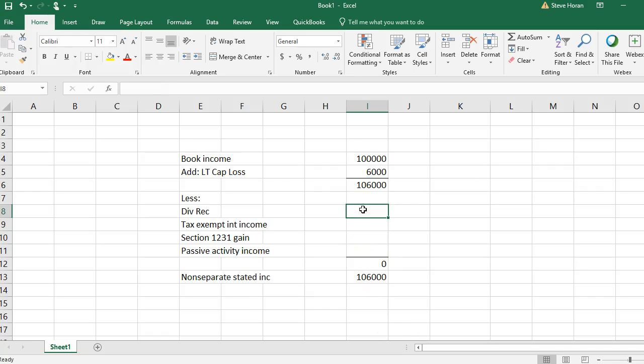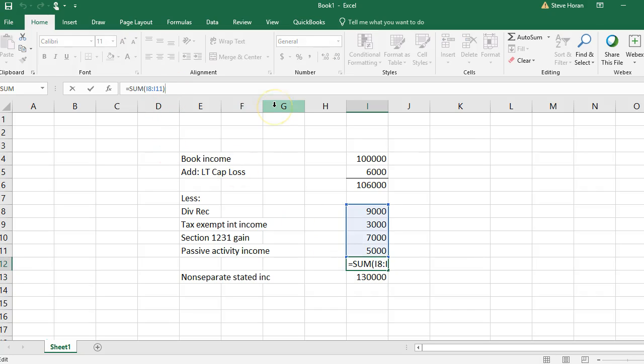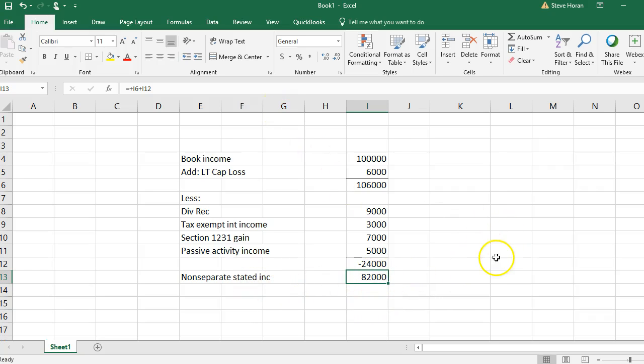And then I subtract from that quite a few items. So I subtract from that dividends received, tax-exempt interest income, Section 1231 gain, and then the passive activity income of $5,000, those rentals. And I need to subtract that, which my formula didn't work for me. So let's go ahead and subtract that. So I'm going to just do a minus here and subtract that. So I get to non-separately stated income then of $82,000.